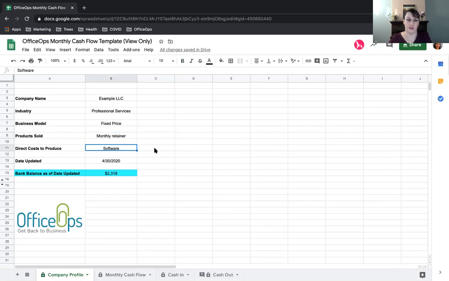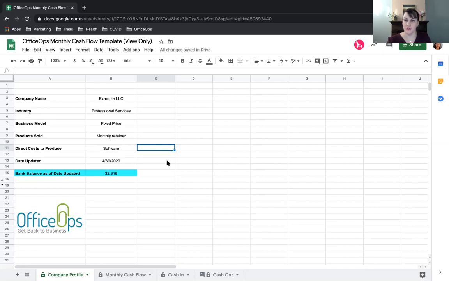This also relates to your business model. And this is just a warm up for what's going to go into cash out. But when you start thinking about selling a product, what are the direct costs to produce that product? That's what you need to start thinking about when you start filling out your cash in, cash out sections, tabs.